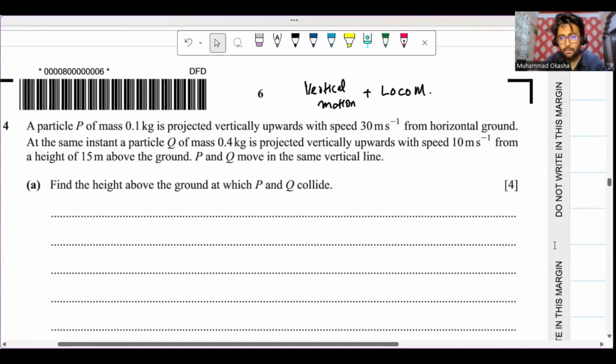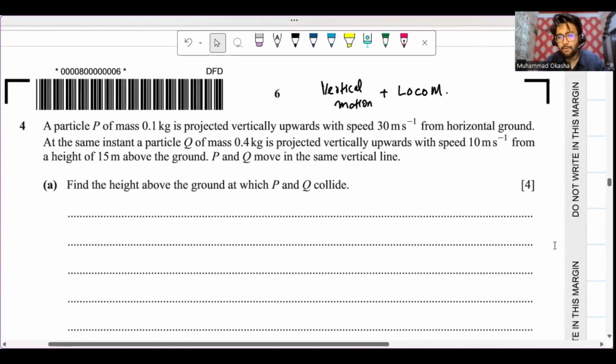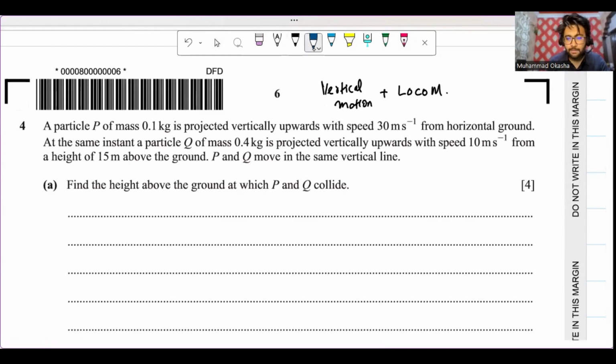It is preferred to draw a diagram with a pencil so that you can make adjustments as you go. This is a horizontal ground, and this is object P, which is projected vertically upwards. The mass is 0.1 and it is projected vertically upwards with a speed of 30.